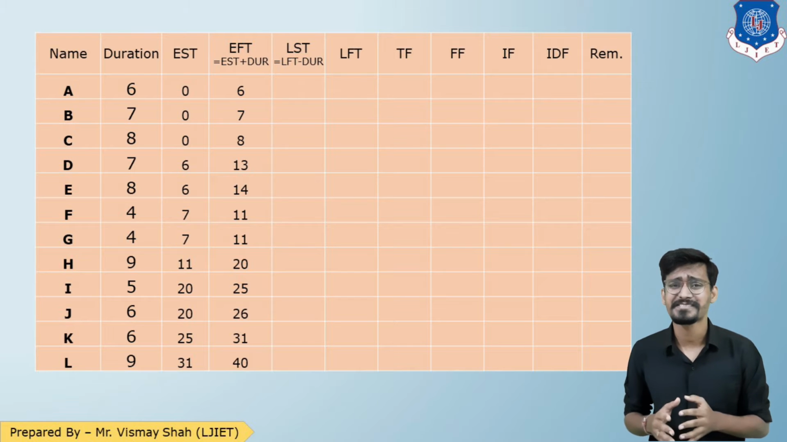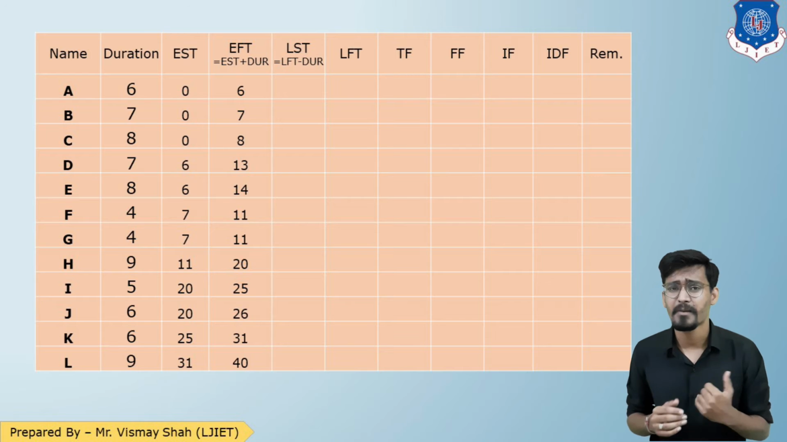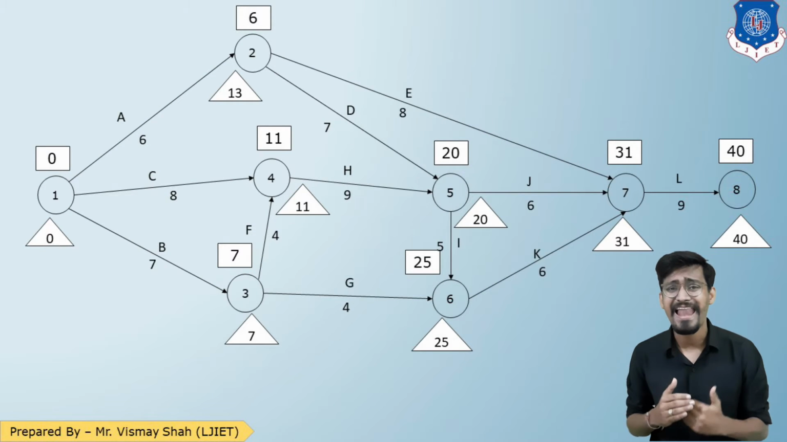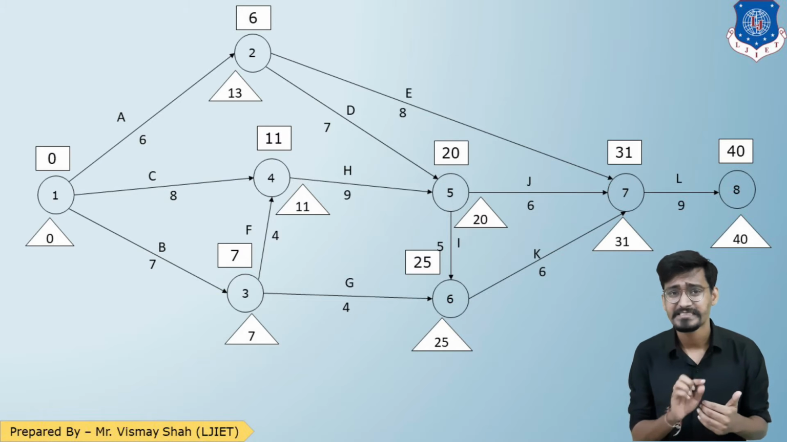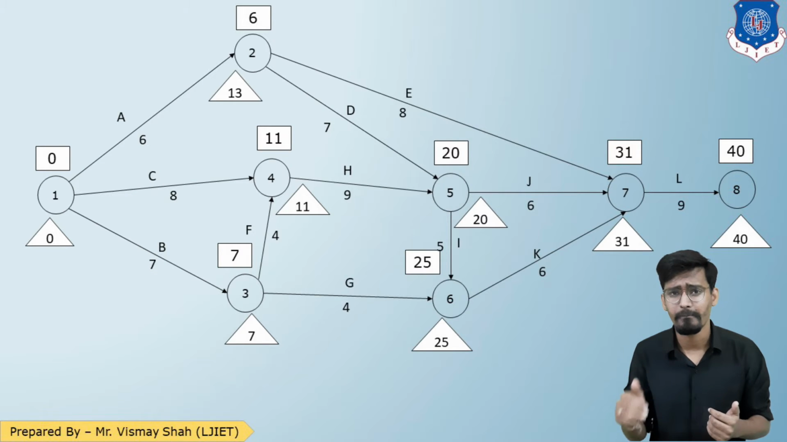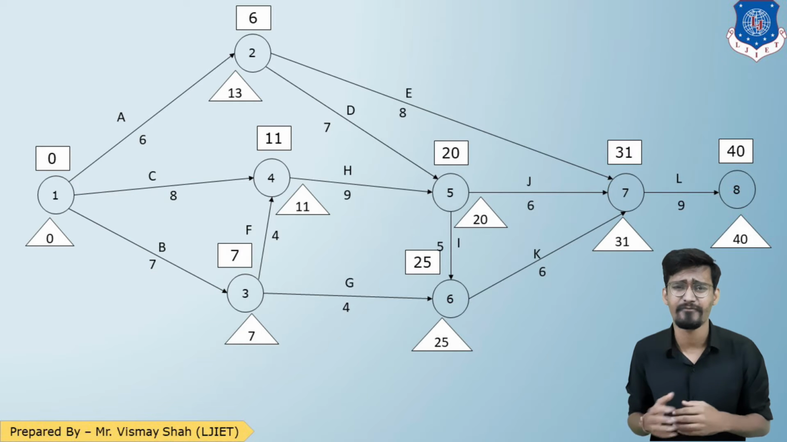Now LST and LFT. So first we need to find LFT. Let us come back to the network. Alright, so as you can see in the network, LFT is the end of the arrow below value. So for A, the arrow is ending and that below value, so that is 13, end of the arrow below value 13. For B, end of the arrow below value 7. For C, end of the arrow below value 11. So that is how we need to find LFT.